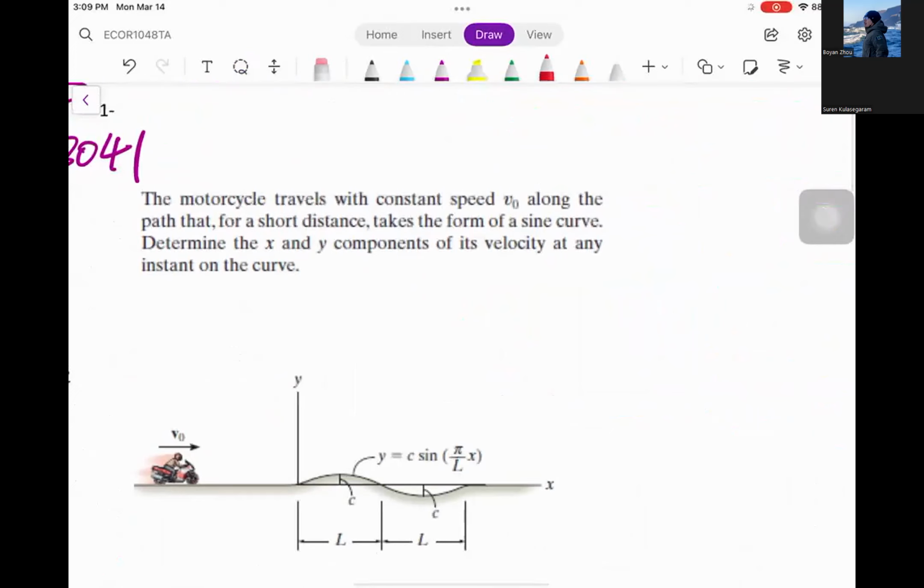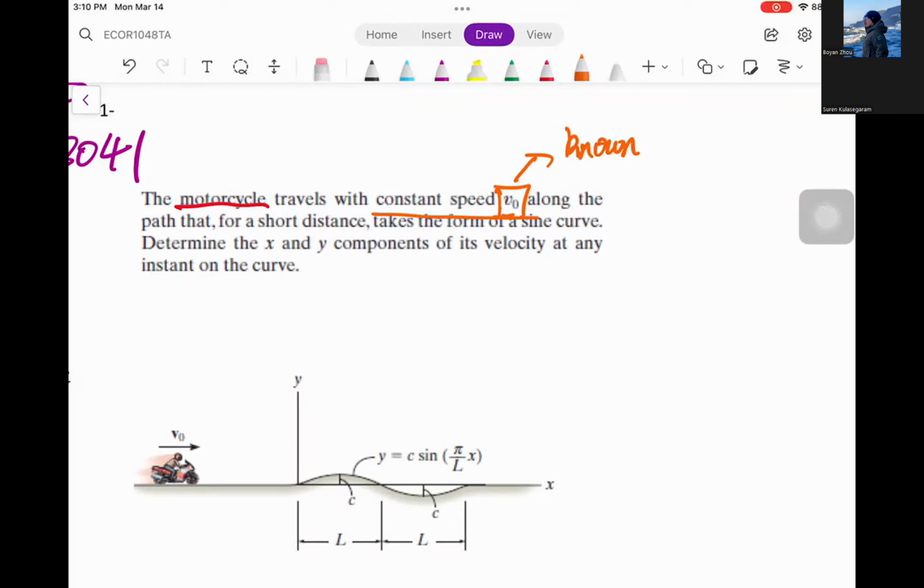Can I read the question first? We have another motorcycle and it travels at a constant velocity. This one is important, it's one condition we know. So we know it's constant velocity, V naught, and the V naught here is a known condition, along the path for a short distance.